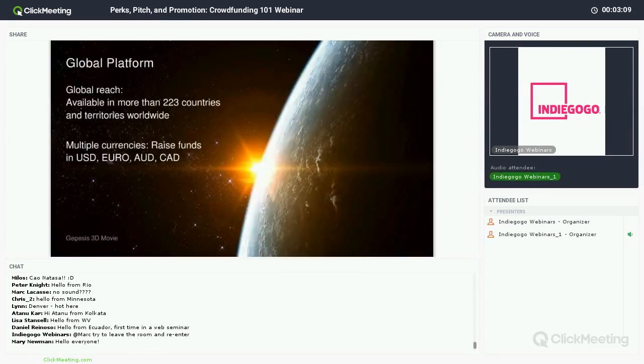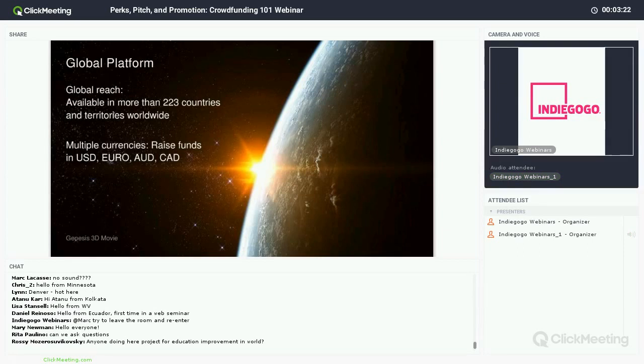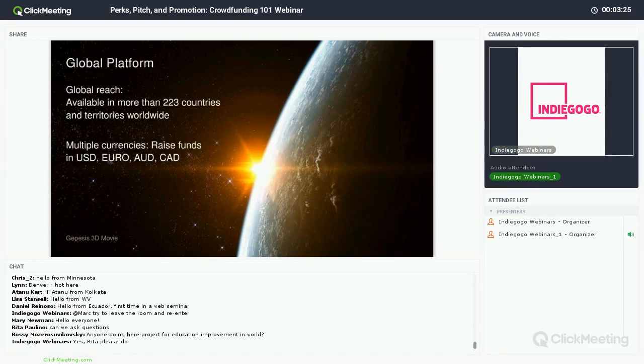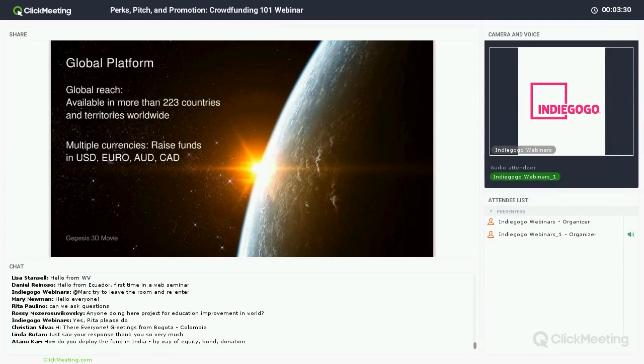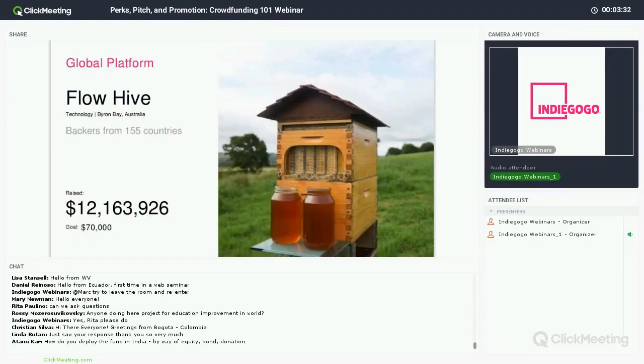Another thing to note about us is that we are a global platform. What this means is that we are available not just in the US or in Australia, but we're also available in China and Japan and India and most parts of Africa as well. We have more than 223 countries and territories worldwide, and we allow you to raise funds in multiple currencies. Which is really exciting. Depending on where you're from, it works for you.